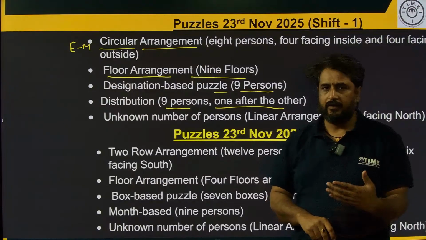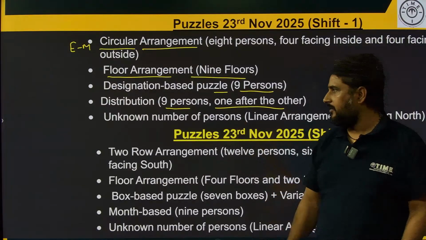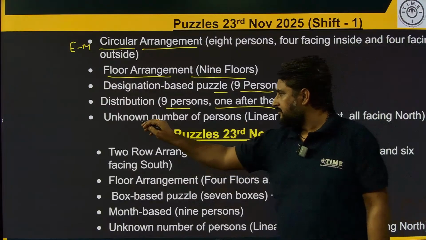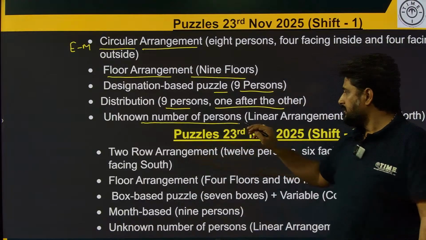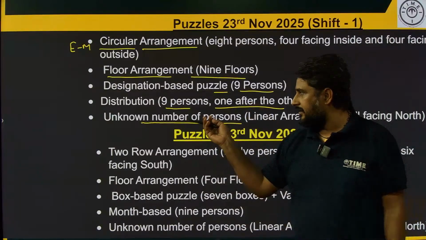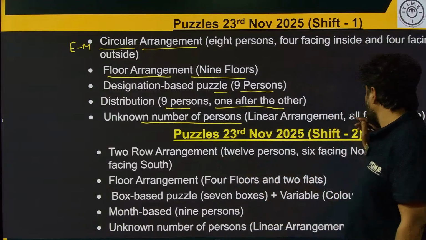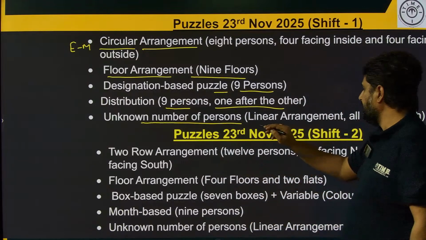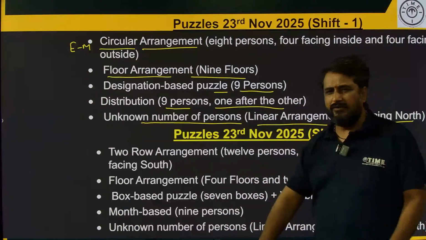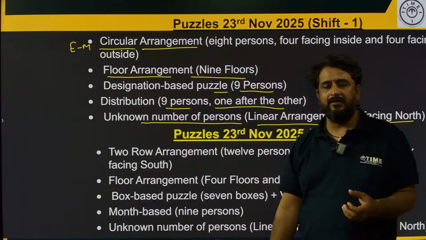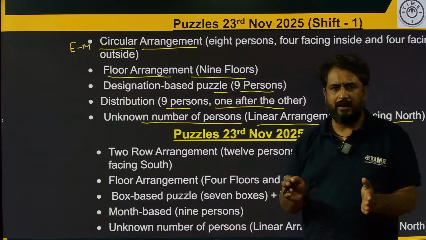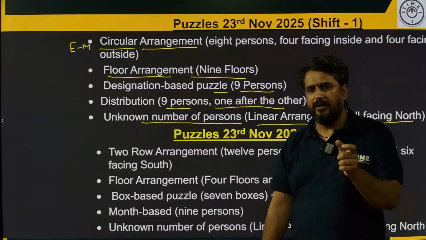Okay, simple straightforward questions, and from the distribution area. And our most regular set, unknown number of persons in the linear. All of them are facing towards a north. Linear arrangement question. Students said that the number of students are 9, 9 to 11 range. Okay, I remember it is 9.